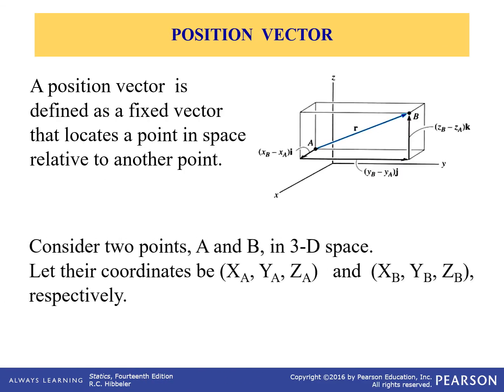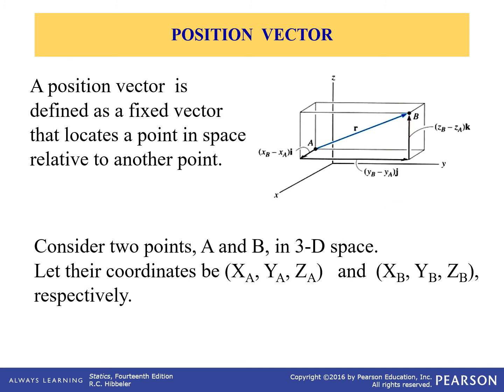So here's an example. In this particular example, we have a point A and a point B in a three-dimensional plane. We want to find a position vector from A to B. With point A and point B defined, we subtract the A values from the B values for X, Y, and Z, and we'll get a position vector.